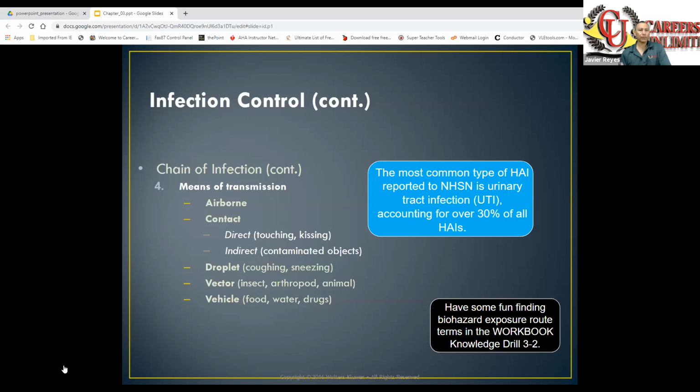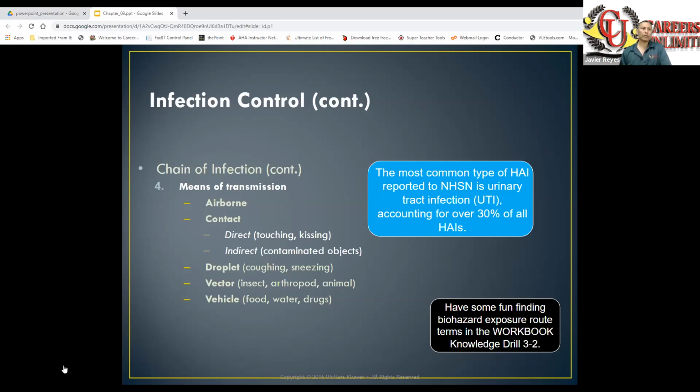If you touch contaminated objects, like in the hospitals, if a patient has, let's say, E. coli, and they touch themselves down there, and then they touch the bed rails, they touch everything else, and you come into the room and you don't know what they have, and you don't know that they've been touching everything else, well, you might indirectly contract that bacteria.